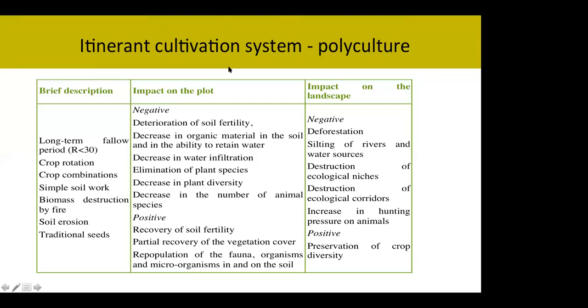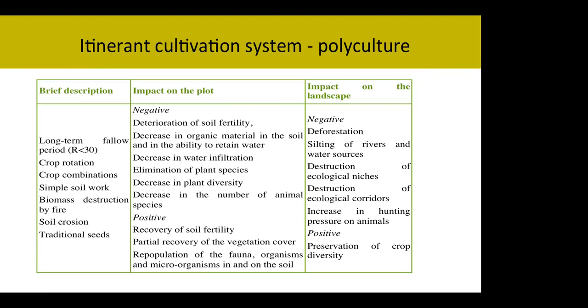So like I said, we're looking at the itinerant cultivation system today. And this type of system is the polyculture system. Like I said, it's the old type of system where we use hoe and cutlass. Another thing about this system is that it depends solely on traditional seeds. And there's a lot of soil erosion in this type of system. The system lacks techniques to fight against erosion and the destruction of biomass with fire. This is the type of system that we see in some places, for example, Samati in the Volta region, where they set the rice farm on fire. It is an itinerant cultivation system.